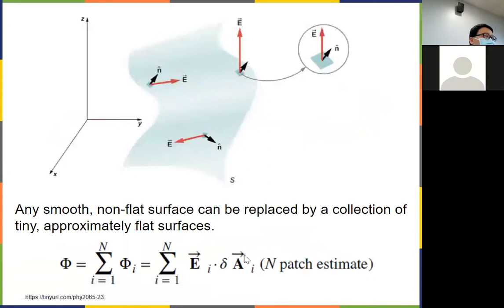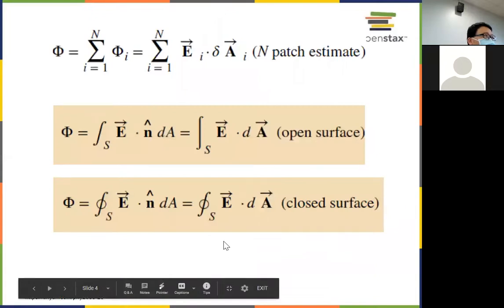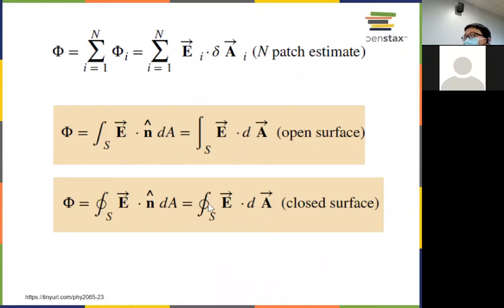If you have an irregular shape, you can divide the surface into small patches, and then sum the flux over each small patch. You can also do that with integration. If this is an open surface, you integrate through the whole surface. If this is a closed surface, you integrate through the whole closed surface. The integration sign with a circle just means you are integrating through a closed surface.